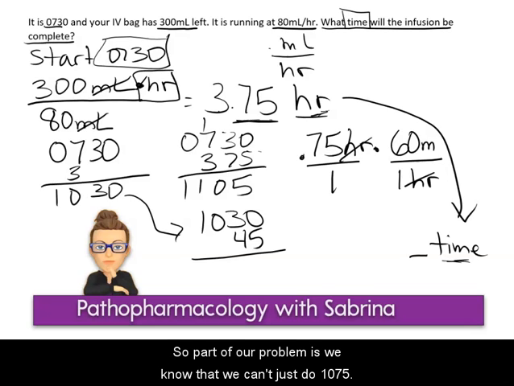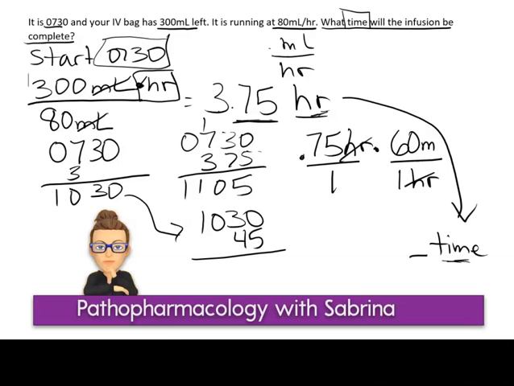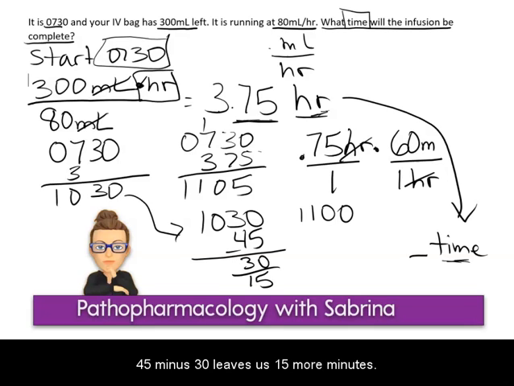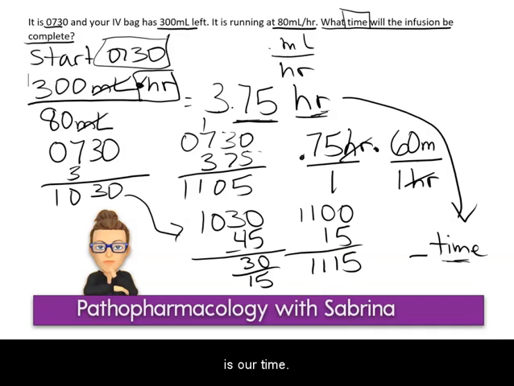So part of our problem is we know that we can't just do 1075. Again, not correct. So we know that 30 minutes will get us to 11. So 45 minus 30 leaves us 15 more minutes. So 11:15 is our time.